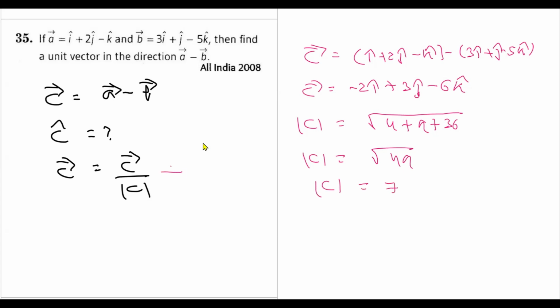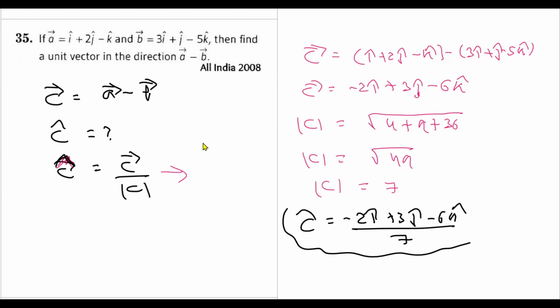And as I said, we have to get C cap. So C cap is what we had to obtain, and C cap is C vector divided by its magnitude. So this is minus 2i plus 3j cap minus 6k cap, and that divided by 7. So this would be our answer in this case.